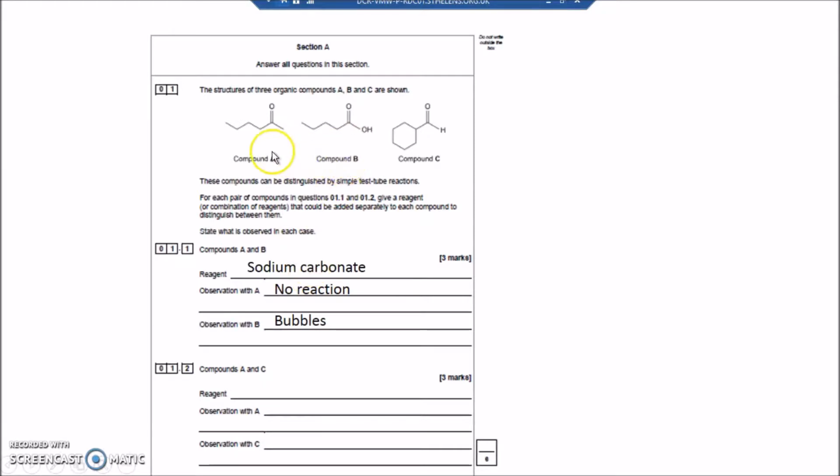Compounds A and C, so between the ketone and the aldehyde, I could add something like warm Tollens reagent or Fehling's solution. I'd get no reaction, I'd see no change with the ketone, but with the aldehyde I'd see a silver mirror if I'd chosen to use warm Tollens, or I'd see a brick red solid, a brick red precipitate if I'd decided to use Fehling's solution.